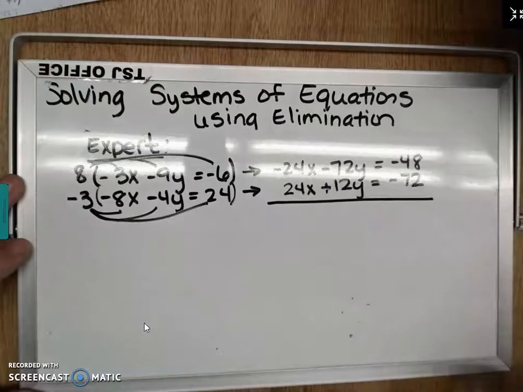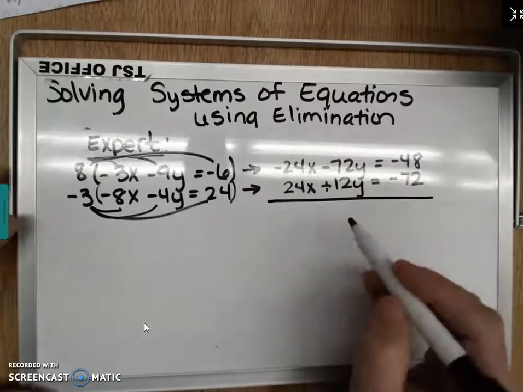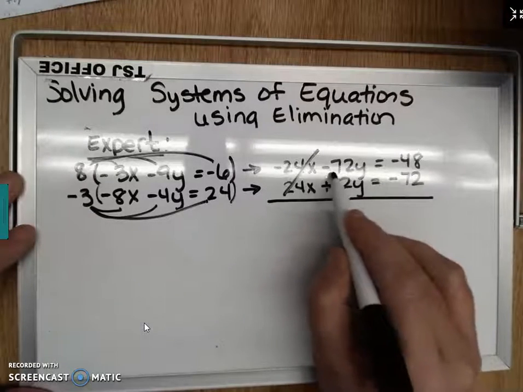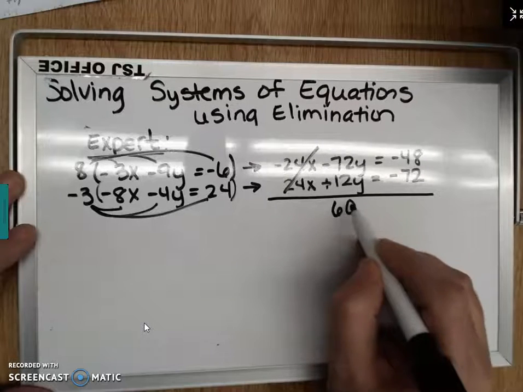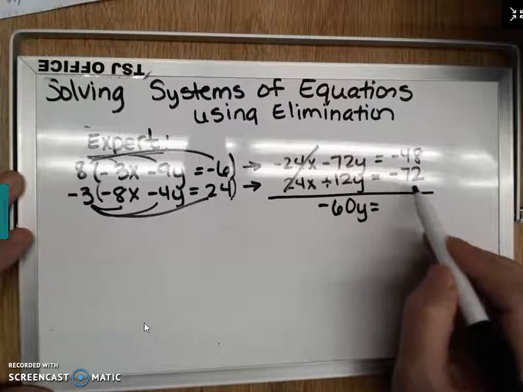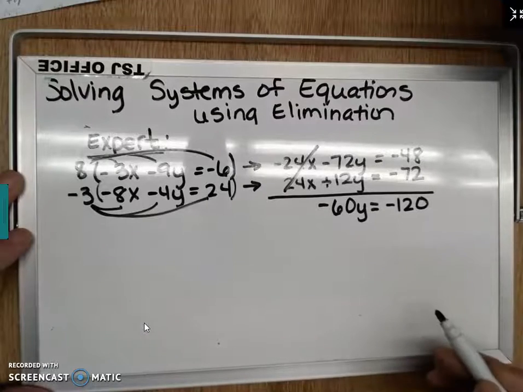Now I should be able to add and see what comes up. Maybe I can get the x's to cancel out and figure out what y is equal to. X's eliminate, and I get negative 72y plus 12y, which gives me negative 60y. Negative 48 plus 72 gives me negative 120.